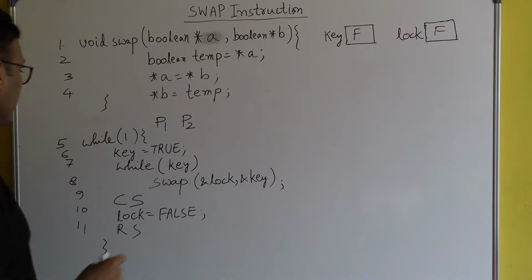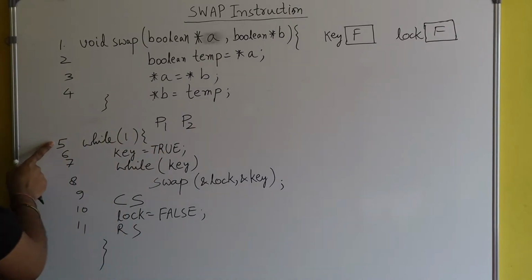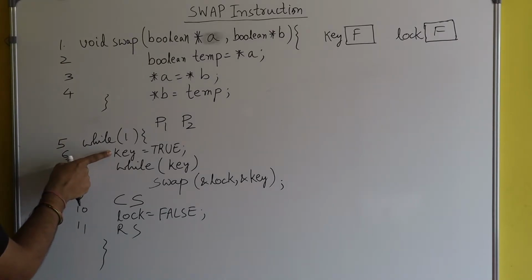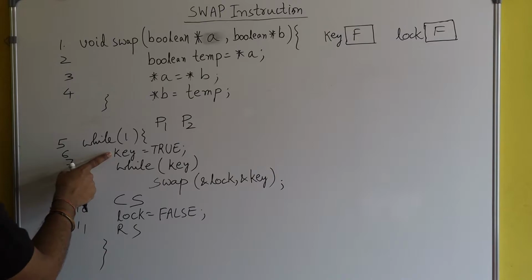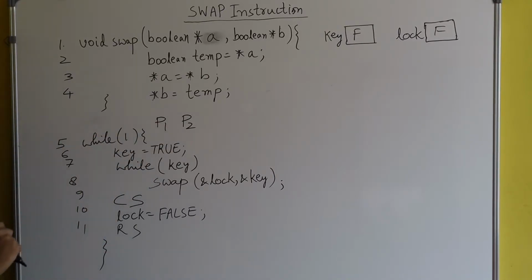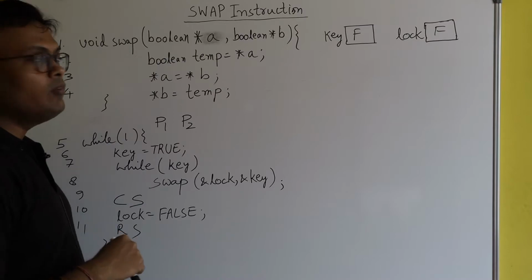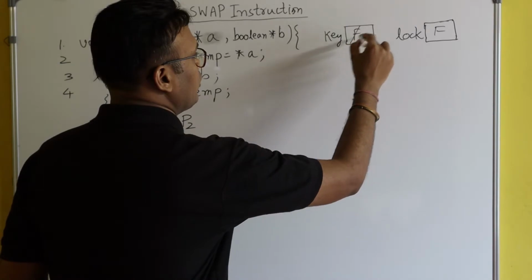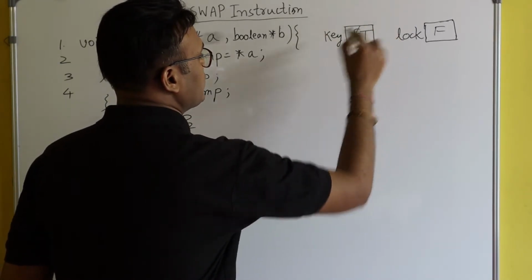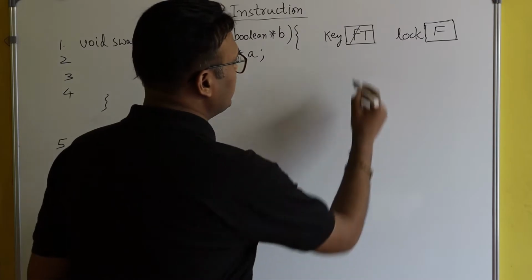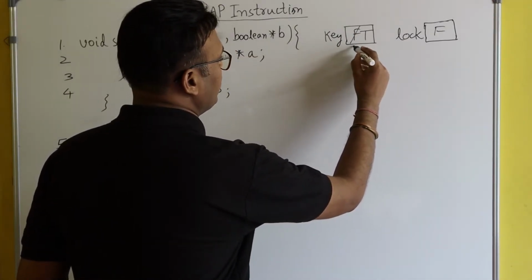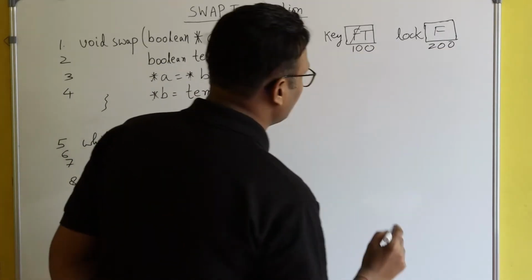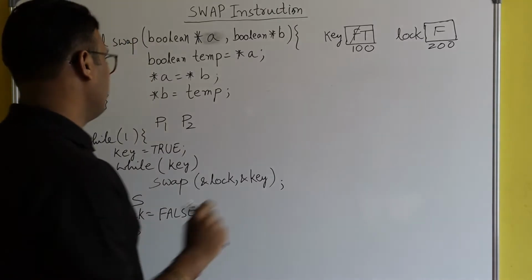So how will it enter? You see, P1 will execute line number 5. Is it visible? I think yes. After that P1 will execute line number 6, and you see what's written in line number 6: key is equal to true. So what will happen here? P1 will set the value of key as true. Moreover, let's give the addresses of the variables, 100 and 200. Now the value of key is true.